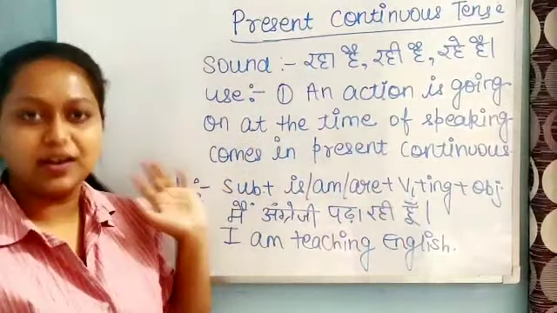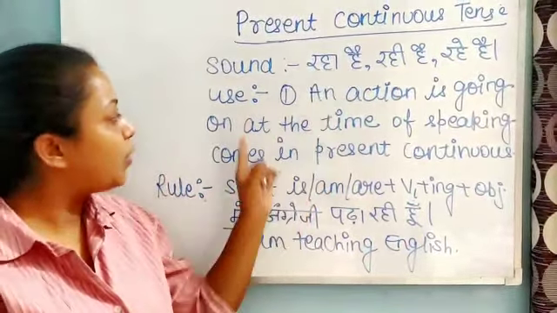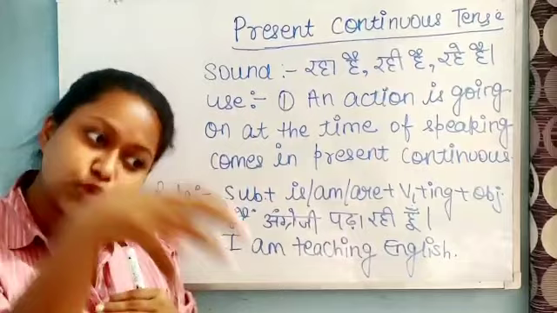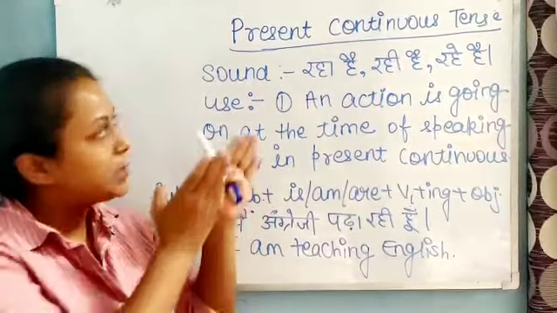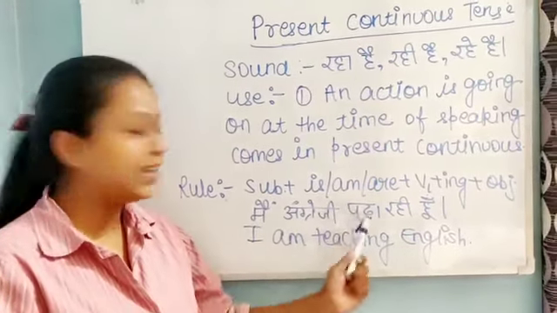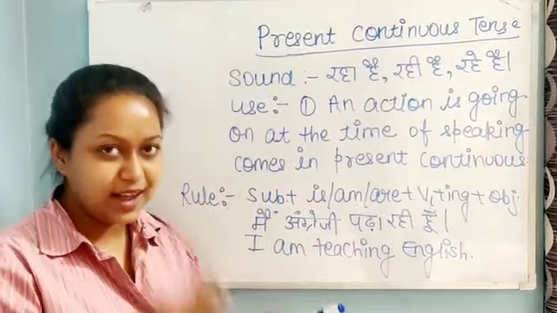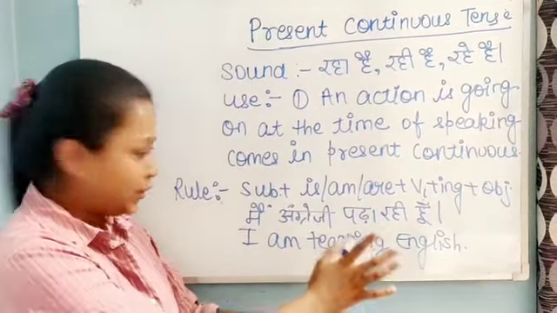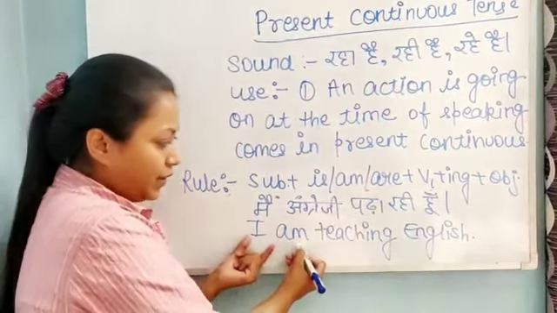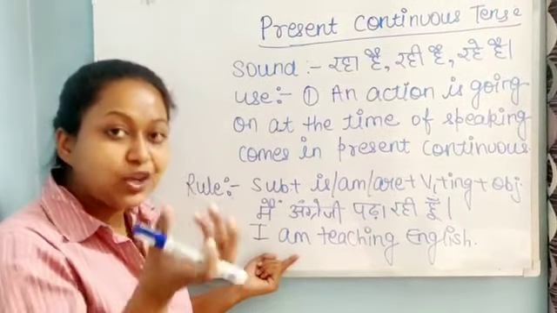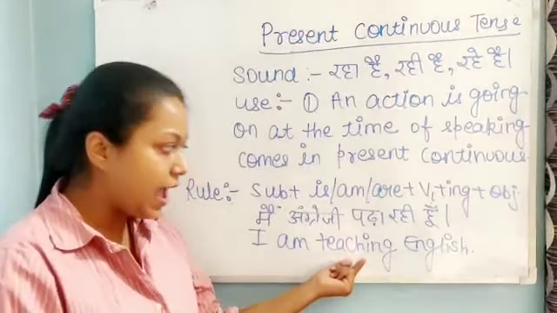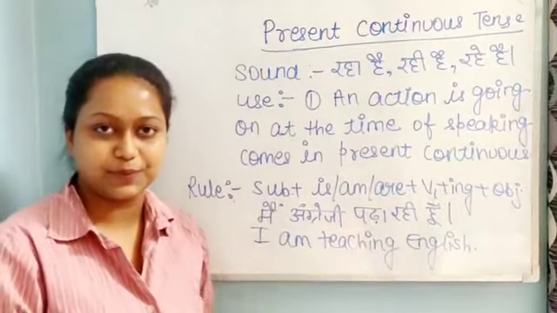Right? Use number 1 of present continuous tense is an action is going on at the time of speaking. It means I am telling you about something and that action is also taking place at the same time. Then we use present continuous tense. For example, मैं अंग्रेजी पढ़ा रही हूँ. Right? This action is going on. So I am teaching English. Okay? मैं is the subject here. I. With I we use am. Right? And पढ़ाना is a verb here. Action is what? Padhana, teach, and we use ing with first form of the verb, so it is teaching and English. I am teaching English.